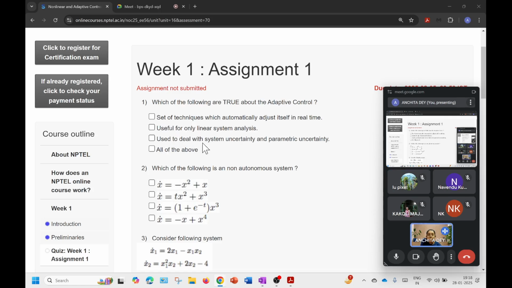So then we have, used to deal with system uncertainty and parametric uncertainty. And yeah, that's the correct option because that's what I said, right? Suppose the aircraft is flying and then a wind gust appears. That was something that you did not know. It's an uncertainty, and yet you can address this with suitably designed adaptive control. So option 1 and option 3, these are the correct answers.